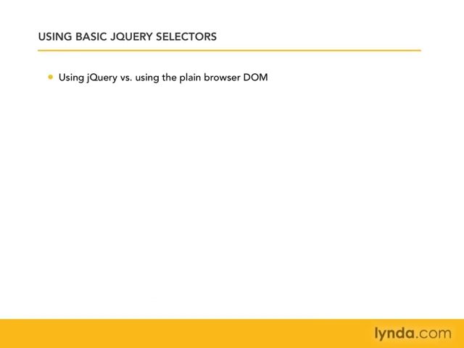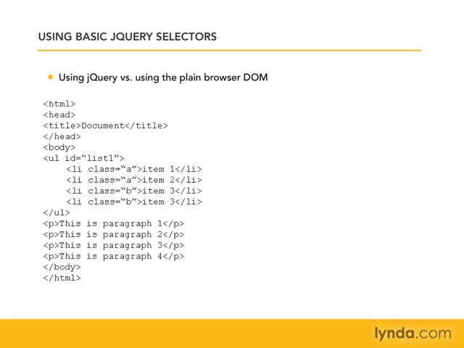So let's take a look at how you would use jQuery versus using the plain browser DOM to get at information in a document. So here I have a fairly simple HTML file, and it's been stripped down a bit for purposes of illustration. But you can see it has an unordered list in it and some list items and paragraph tags and so on. So let's take a look at some comparisons of the DOM in jQuery.